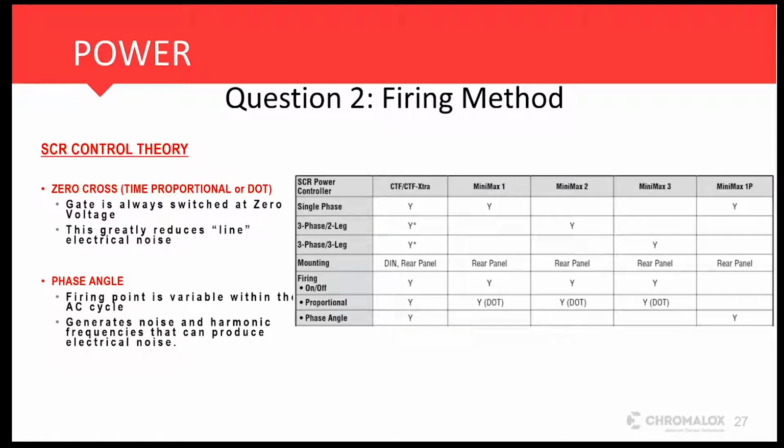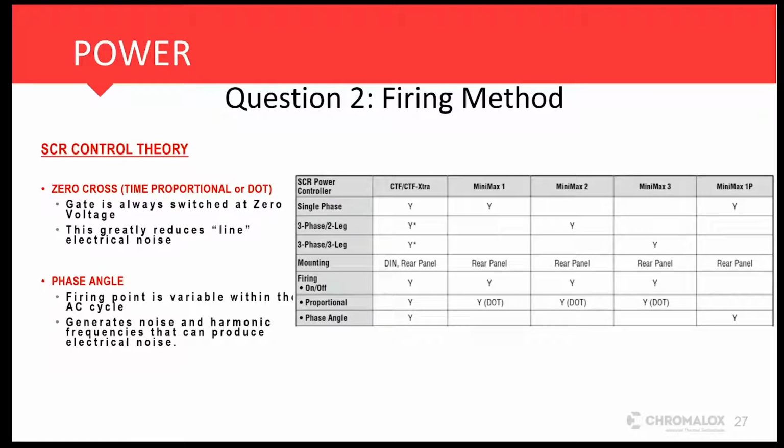Something else I will note is that for the CTF, the second column there, we have on there that it is phase angle fired. That is only the case if you are using this in single phase. You can use multiple CTFs to get 3-phase 2-leg or 3-phase 3-leg operation. If you do it that way, it will only be able to do a 0 cross firing method. It just gets really complicated with the timing if you have 3 separate controllers trying to do phase angle, just as a little FYI there.